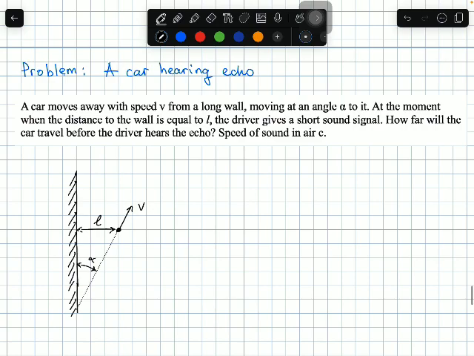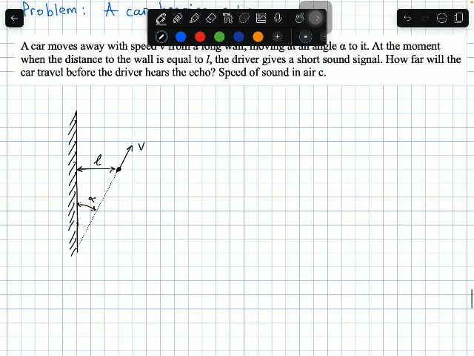So this is a very interesting problem. As you can see from this picture, a car is moving on a straight line away from the wall, at angle alpha, and when the distance is L, it makes a short signal. The sound of the signal will travel everywhere and bounce off the wall, and the driver should be able to hear his own echo after traveling some distance. And the question asks what distance it will travel before it hears the echo.